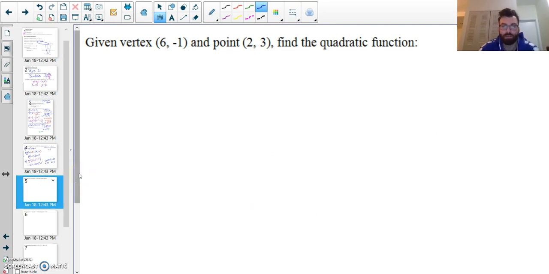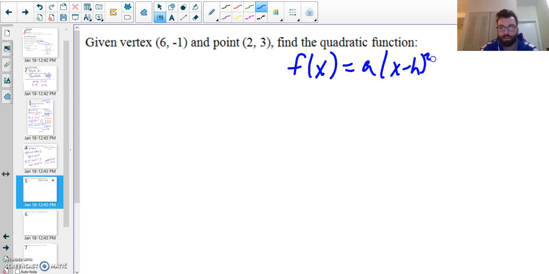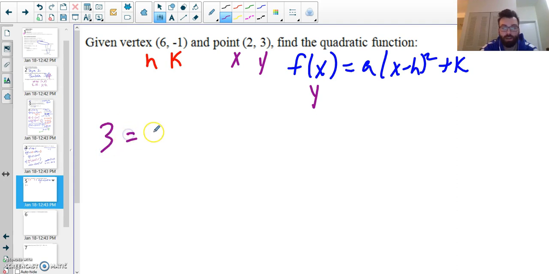Alright, so now we're given the vertex. We want to find the quadratic function. So remember, our quadratic function looks like this. F of x equals a times x minus h squared plus k, where our vertex is h and k. This is x and y. Remember, f of x is another way of writing y. So all I'm going to do is substitute in what I know to help me find my a value. Similar to how we would solve for b when finding the y-intercept. Same type of idea.